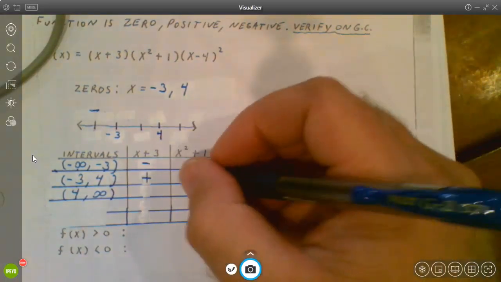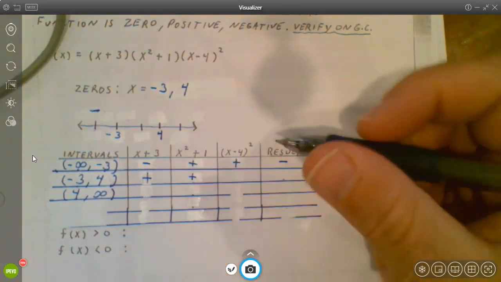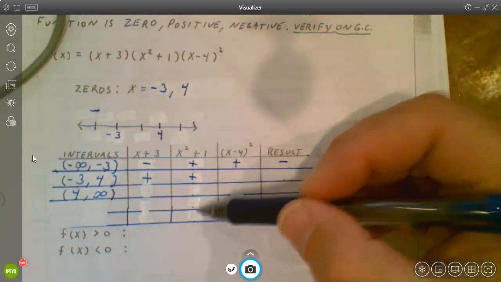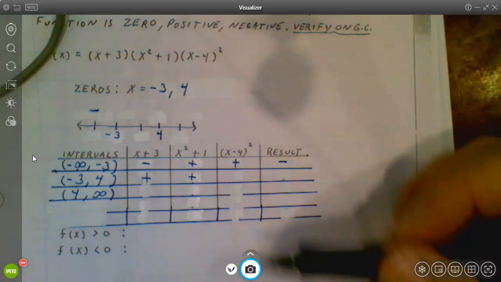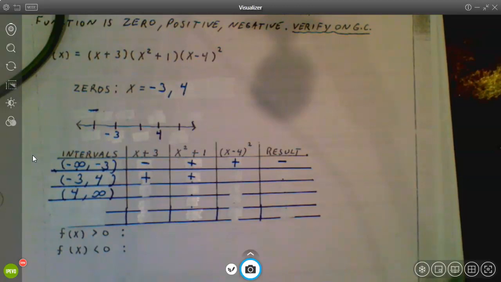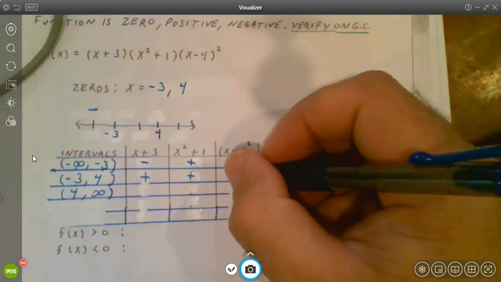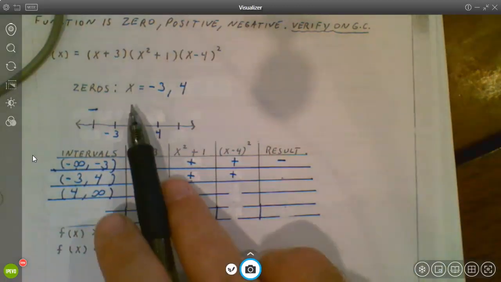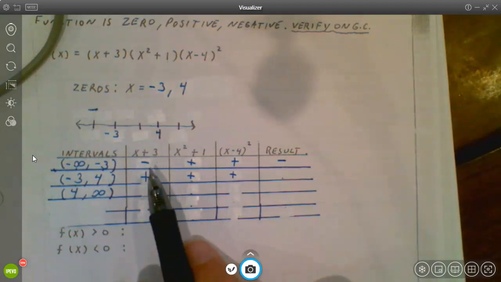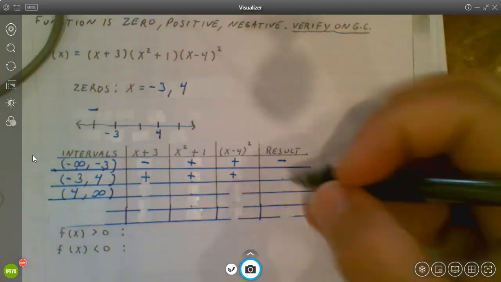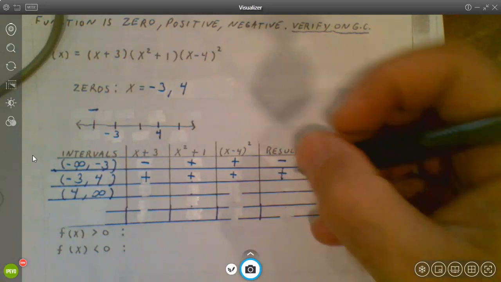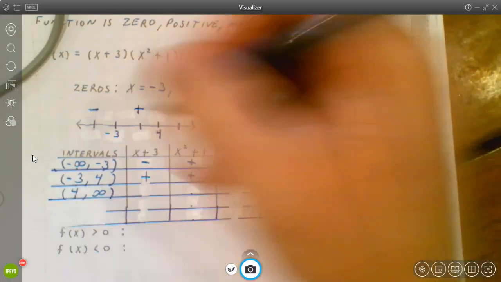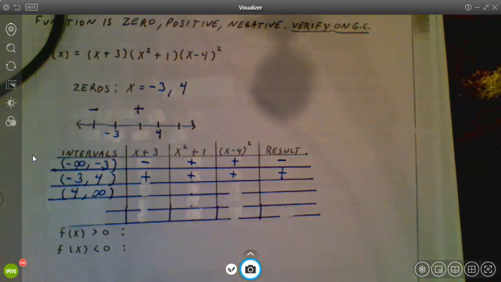0 squared plus 1 is positive. We should already recognize that these columns, this one and this one, will always be positive because of the squared that's going on in there. So for this section of the graph, a positive times a positive times a positive is overall positive. So we know that section of the graph is above the x-axis.